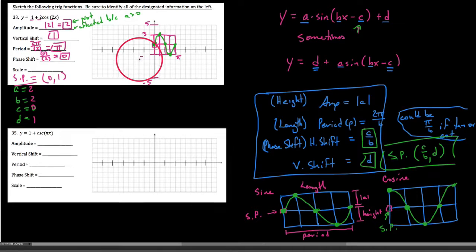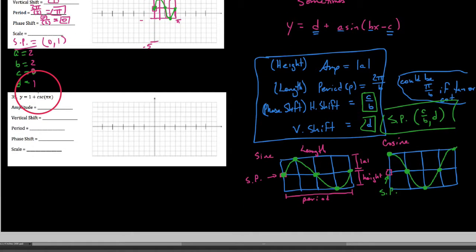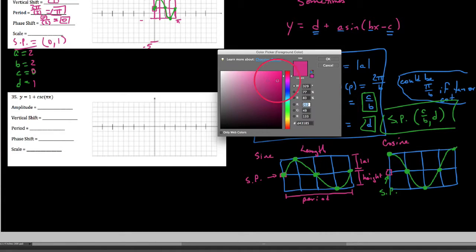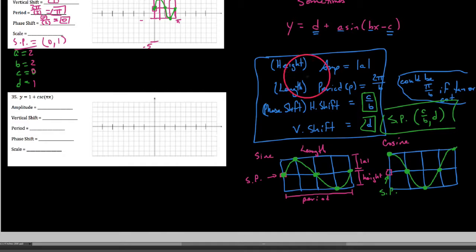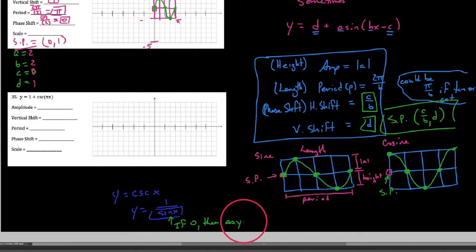Now, for number 35 here, I want everybody to notice a few things. The first is that it is a cosecant function. And so I'm going to have to change my color here. But remember that cosecant is the reciprocal of sine. So if I'm graphing y equals the cosecant of x, I'm really graphing 1 over the sine of x, meaning that wherever the sine is at a height of 0, we have an asymptote. We're going to have an undefined point on our graph.